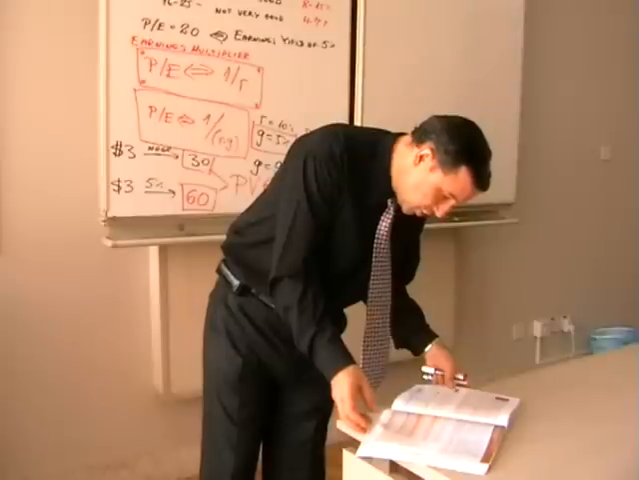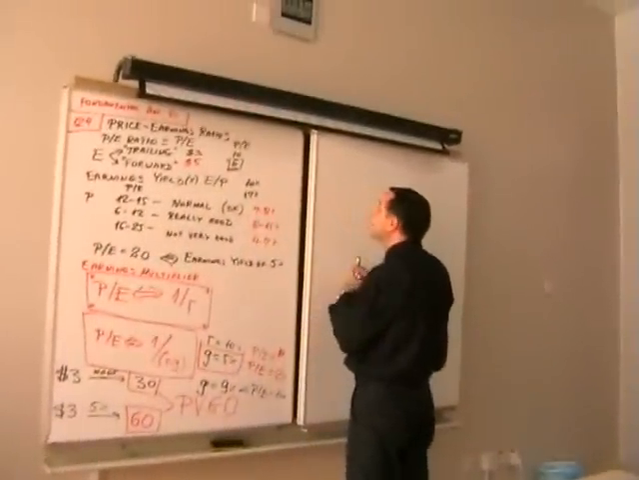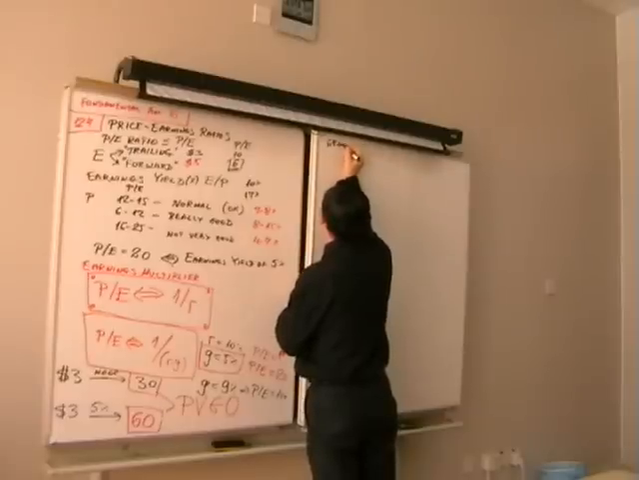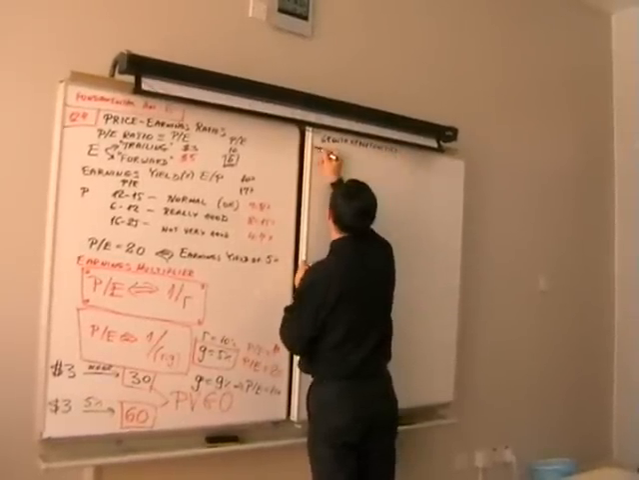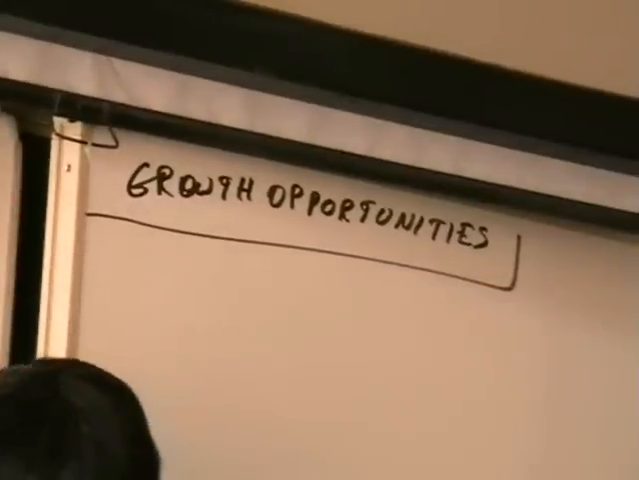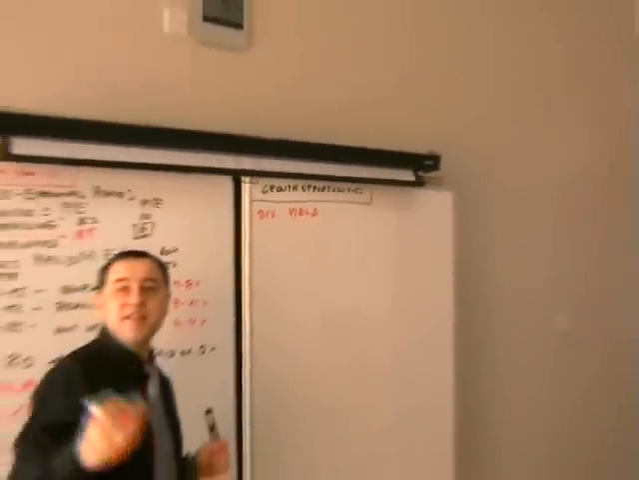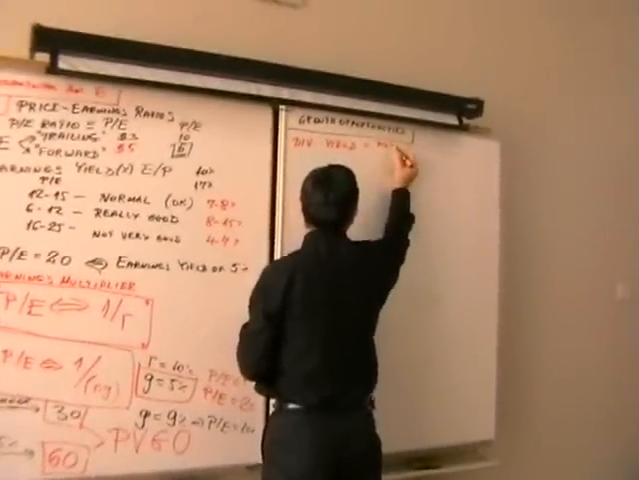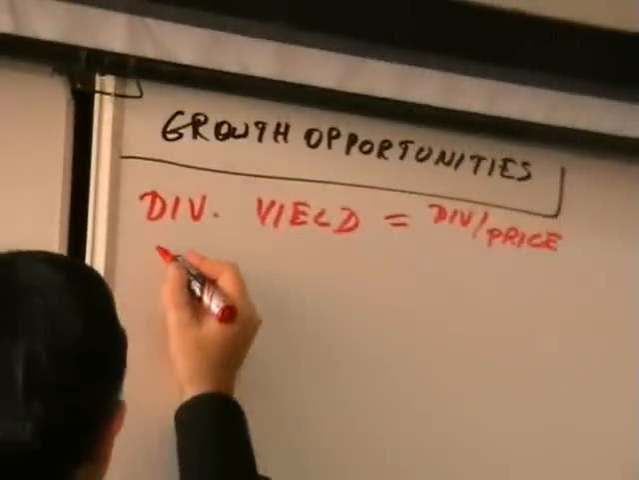Return on equity, P ratios. Alright, let's see what is a growth opportunity. So let's discuss the concept of growth opportunities. The idea is very simple for a growth opportunity. First of all, let's discuss the concept of dividend yield. What is a dividend yield? So dividend yield is simply dividend divided by the price. Alright? The dividend yield may be zero.